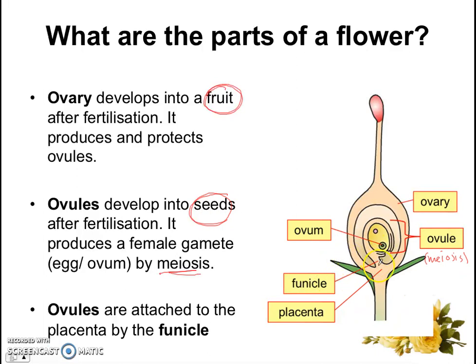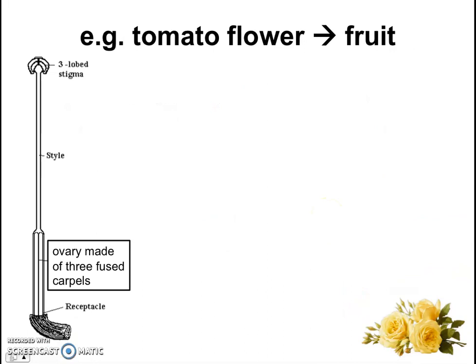This attachment is where the ovule is attached to the ovary. So you can see this is the ovary wall, and the ovule is attached to it. And this little attachment here is called the funicle. Right, the placenta basically is just the wall of the ovary. Okay? Alright, so here's a rough idea of how a flower becomes a fruit.